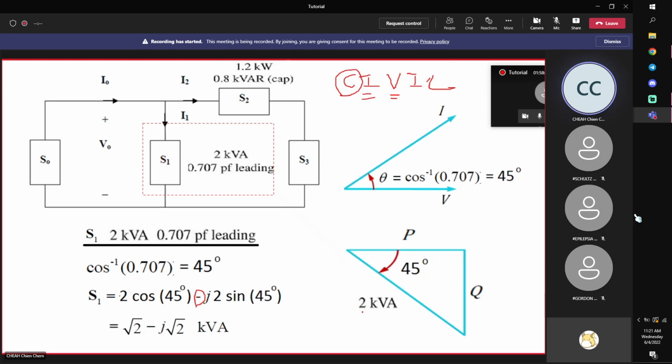So we know that we should put a negative sign here. In this case, you are given this part of your triangle. This VA means apparent power, and you're given the angle. To find P and Q is just to project onto the horizontal and vertical: 2 cosine 45, 2 sine 45. They are equal, 45 means same length, but take note this is less than 0 because it's leading. So therefore we put a negative sign here.